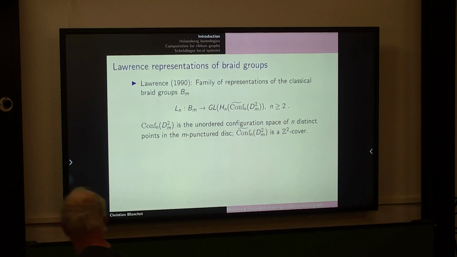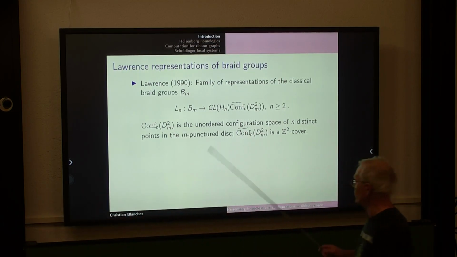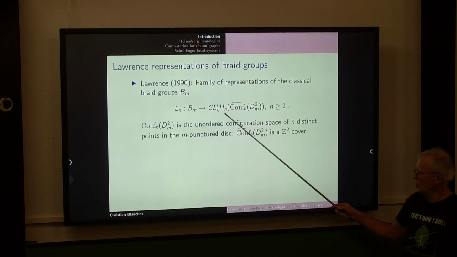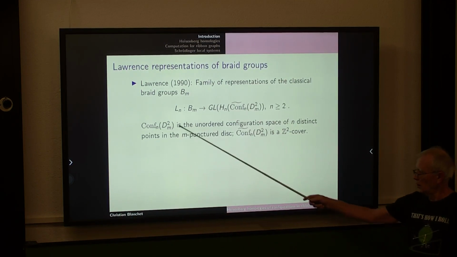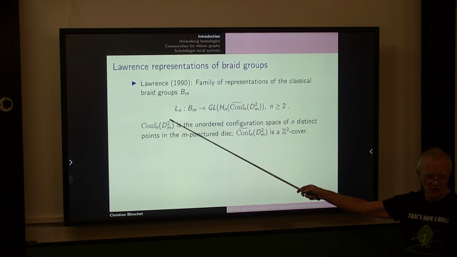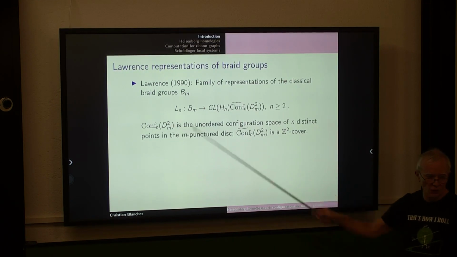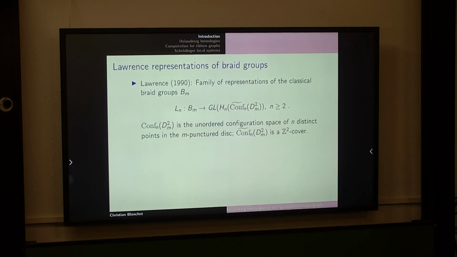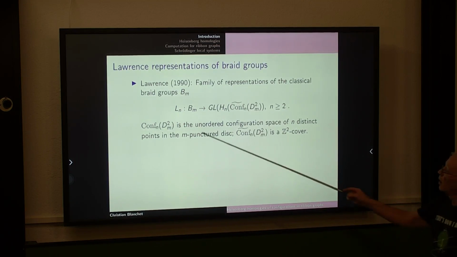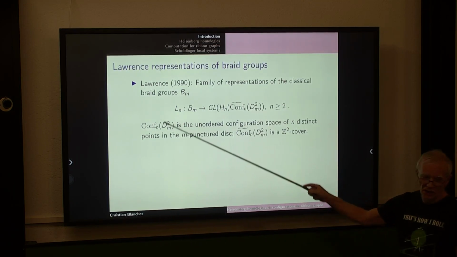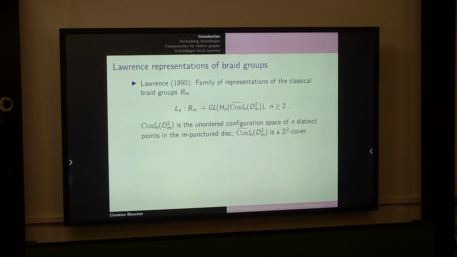So we are acting on homology of configuration spaces with local coefficients, or explicitly, if you want to be down to earth, on certain covering space of configurations in the punctured disk. So this is something quite easy, well known. Then, so this is a Z squared cover.